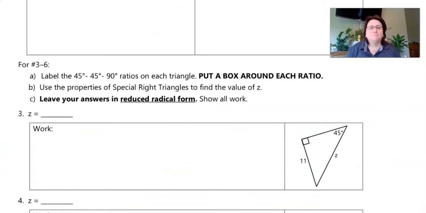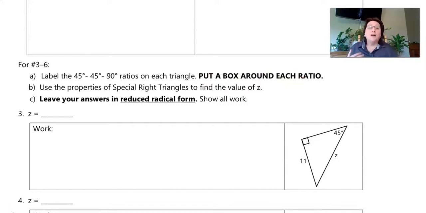All right, you guys know the drill. Before we get started, read the instructions. Okay, so ladies and gents, it says that first of all, we must label the 45, 45, 90 degree ratio on each triangle and put a box around the ratio. Again, you're not going to get credit for the assignment unless you put a box around your ratios.